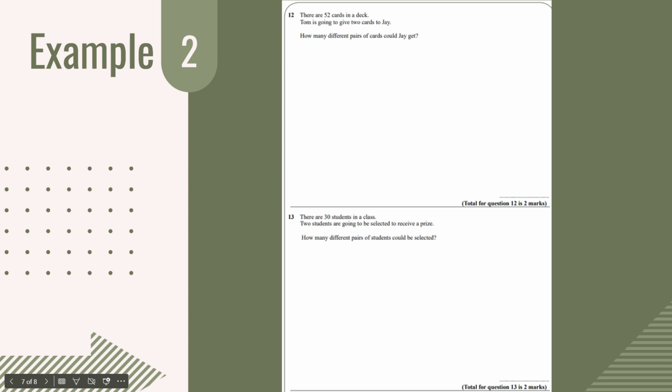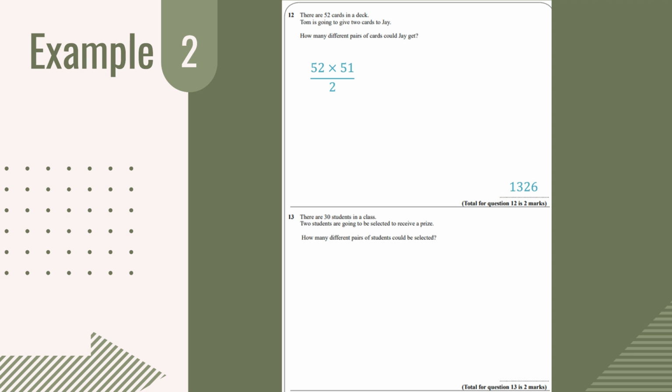Here are some more exam questions for you to have a go at. Have a go, pause the video, and unpause when you've done. So, there are 52 cards in a deck, and Tom is going to give 2 cards to Jay. How many different pairs of cards could Jay get? So Jay is going to receive 1 out of 52 cards, and then 1 out of 51 cards. But he can't receive the same combination, so we're going to have to divide by 2, as the order doesn't matter. So our final answer would be 1,326 different pairs Jay could get.